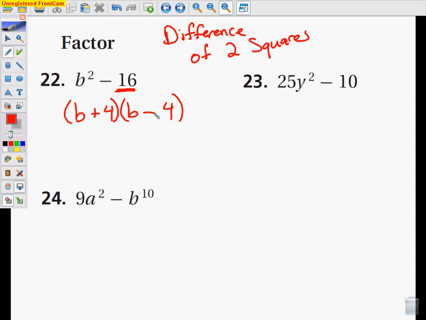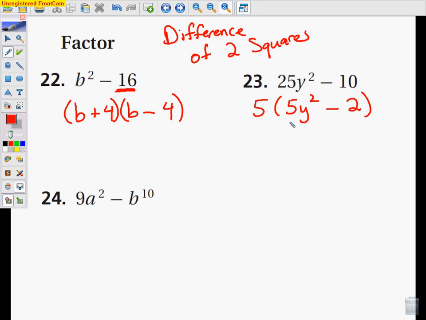All right, let's look at problem number 23. Here, you also want to do the same thing. You might look at this problem and say, oh, this isn't the difference of two squares, but always be careful. Is there a GCF you can factor out of both of these? Well, yes, both of them you could take out a 5. So what will be left is 5 times y squared minus 2.